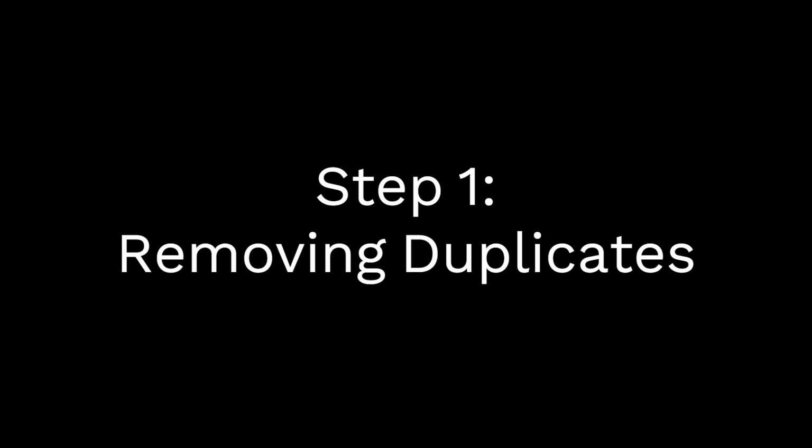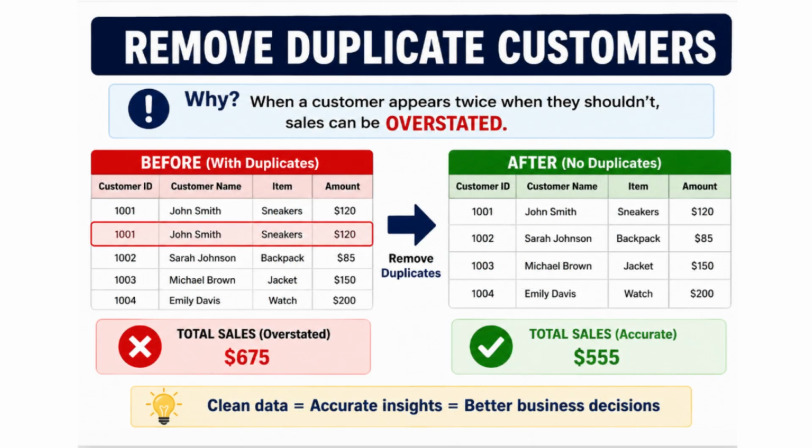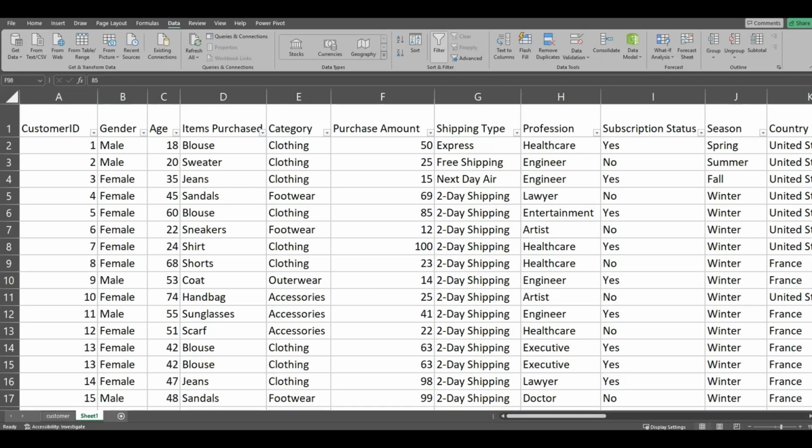So as I showed you before, there are duplicate values under customer ID. So we can't trust dirty data. We need to remove duplicate customers. The reason why is if a customer appears twice when they shouldn't, sales can be overstated. First thing I want to do is see how many duplicate customer IDs I have.